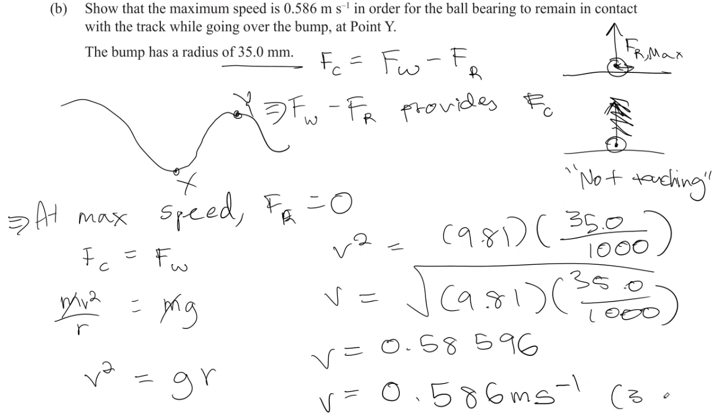So 3 significant figures, you can write that if you want. You don't have to. But I'm just going to write as required, because this was show that the maximum speed is 0.586 meters per second. As you can see, we got 0.586 meters per second, so we're amazing.